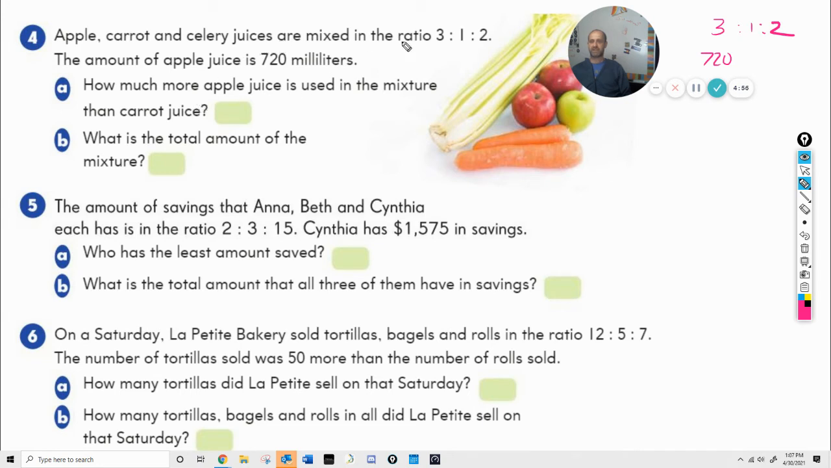Oh, apple to carrot is 3 to 1, so you can actually divide this by 3. 720 divided by 3 is going to be 180. So the carrot juice is 180, and the celery, just for reference, is 360. But then how much more apple juice than carrot juice? 720 minus 180 is 540. The total amount is, oh, I did something wrong. Wait.